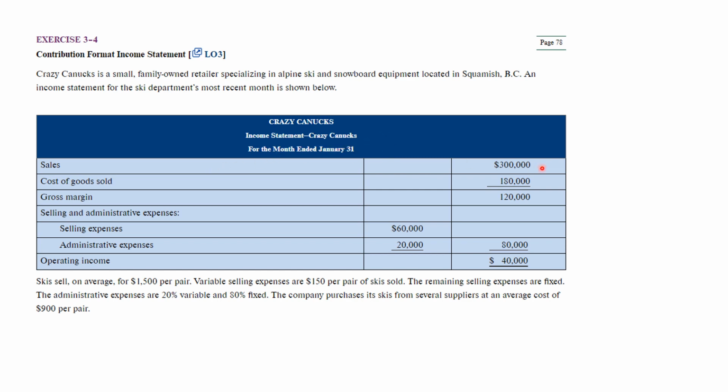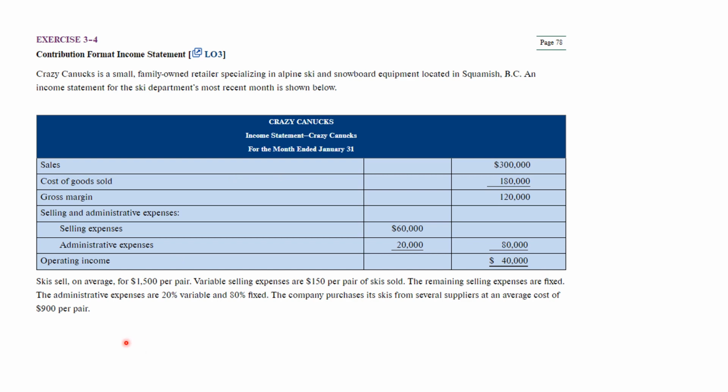We can see we have sales of $300,000, cost of goods sold of $180,000 to give us a gross margin of $120,000. We have some selling and administrative expenses. So our selling expenses were $60,000. Our administrative expenses were $20,000 for a total of $80,000. And so our ending operating income was $40,000.